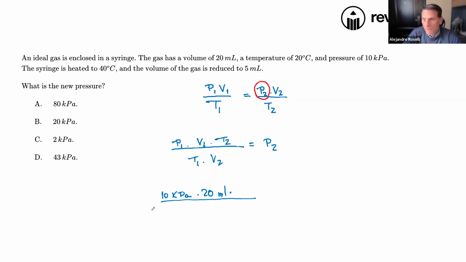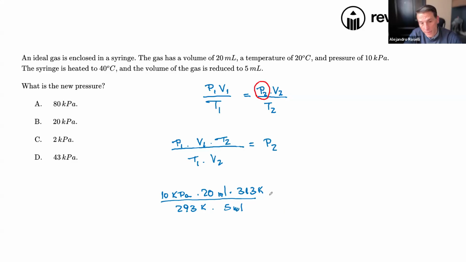Now, temperature, final temperature. Be careful not to use those degrees. You need to add 273 so as to write each temperature as an absolute temperature. For 40 degrees, we have 313 Kelvin divided by the initial temperature. It was 20 degrees Celsius, which corresponds to 293 Kelvin. And the final volume, where is it? 5 milliliters. Okay, do the calculation.